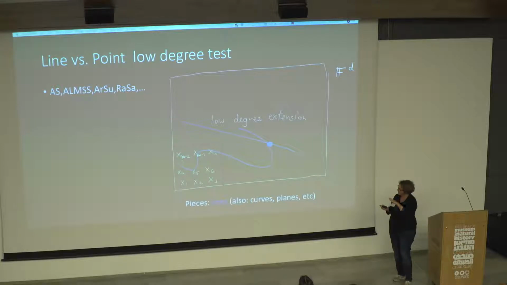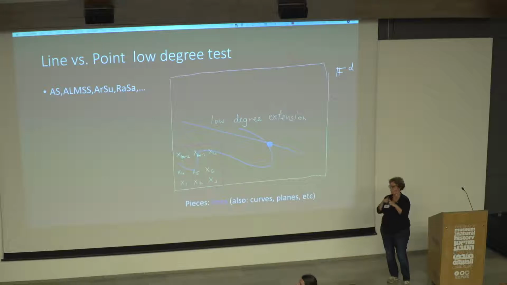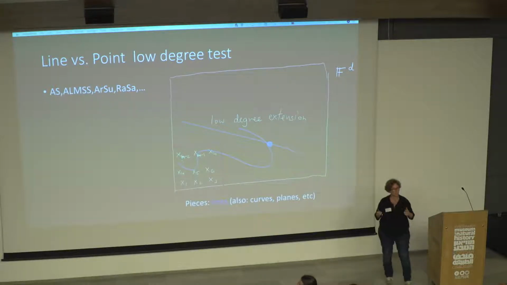But the point is that now a key component is to check a line versus line test. You look at pairs of lines that intersect, and you check that the function that you got on this line is consistent with the function that you got on the other line. And that's an agreement test. You check that these two lines agree. So you see how this is an example of this picture with the globe, hopefully? Okay, good. So that's a line versus line test.